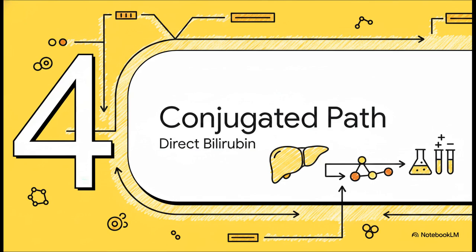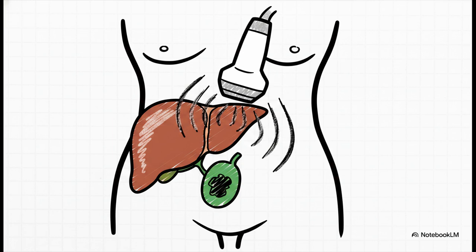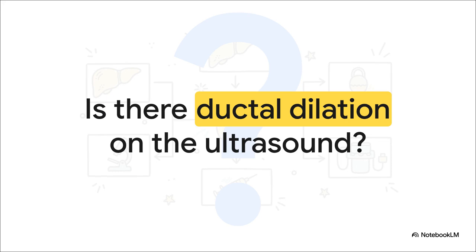Step 4, the conjugated path. So, if the labs pointed conjugated, we're suspecting hepatocellular injury or a biliary obstruction. And unlike that unconjugated path, this scenario absolutely demands immediate visualization. Your first line of defense? An abdominal ultrasound. We need to quickly check for biliary duct dilation, look for gallstones, or spot any early signs of cirrhosis. When radiology calls back with that ultrasound report, there is really only one pivotal question you care about in that exact moment. Is there ductal dilation?